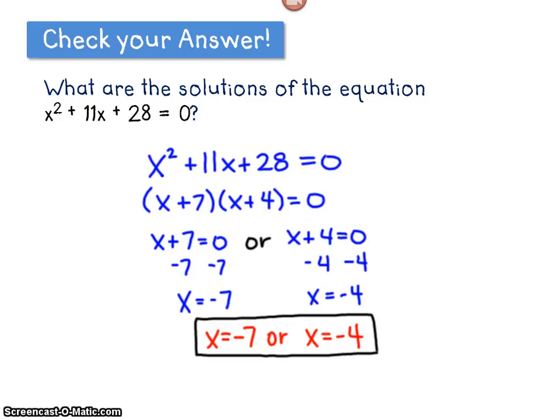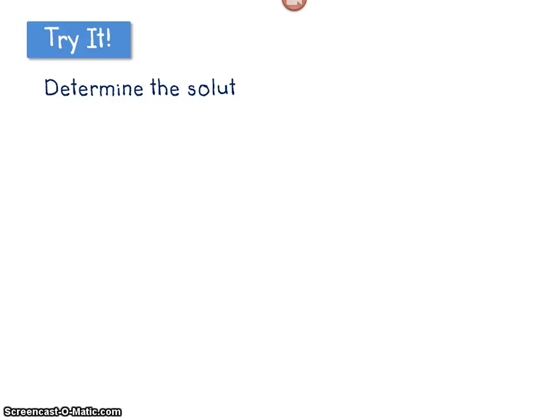All right, let's try one more on your own. Determine the solutions of the equation x squared minus 27 equals 6x. Keep in mind, what's the first step in solving a quadratic equation? And try this on your own, pause the video, and when you're done, press play.